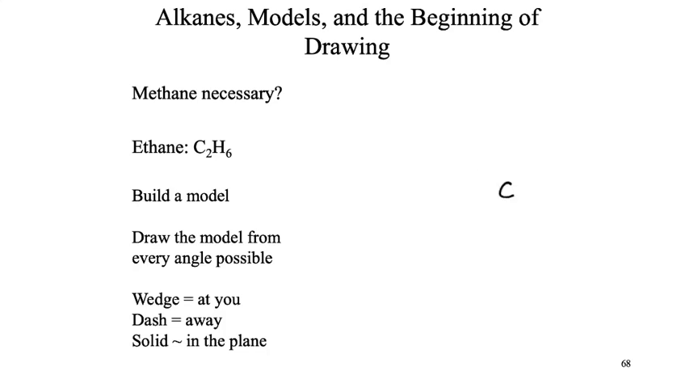Is the angry dude holding the model? We've got the carbon. Then what? Okay. 2 dashed lines. Where are the dashed lines? This bond is going away. That bond is going away. What about the bonds out here? Those are wedged, coming at you. Is that harder to draw? Yeah, that requires a lot more action.